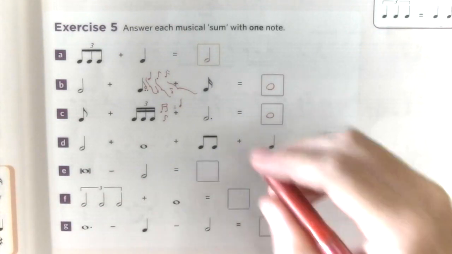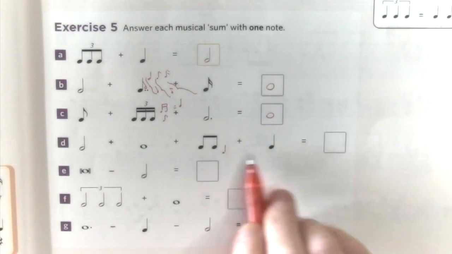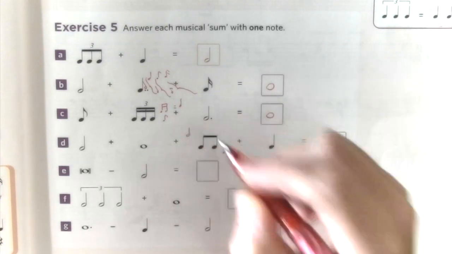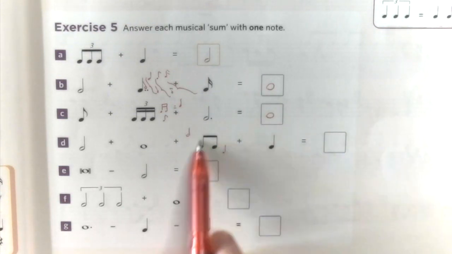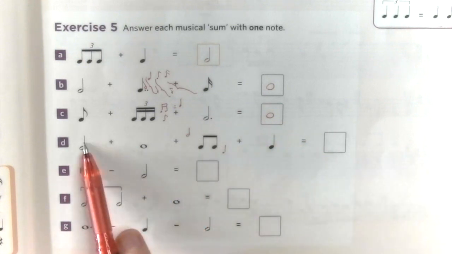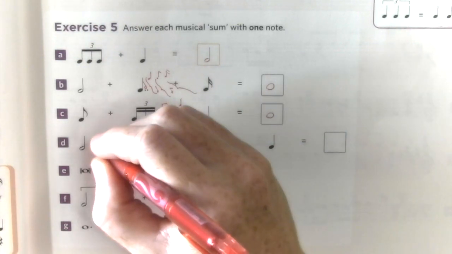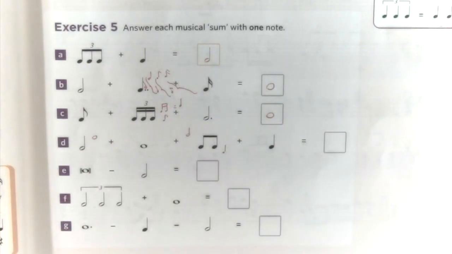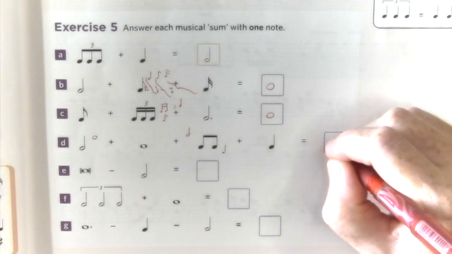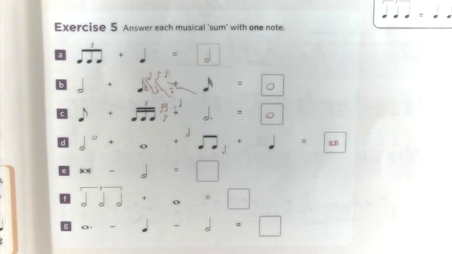2 quavers equals 1 crotchet. 2 crotchets equals 1 minim. Okay, so all of this is a minim. 2 minims equals 1 semibreve, and 2 semibreves equals 1 breve. Done.